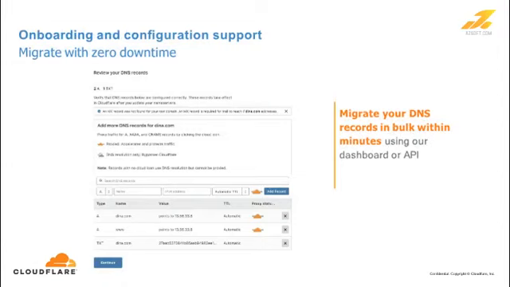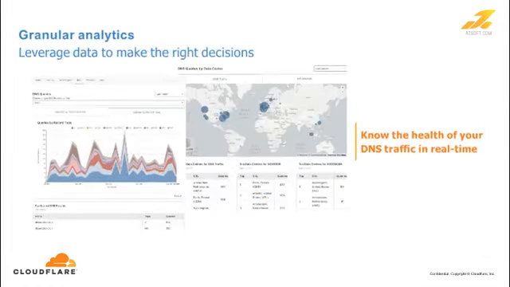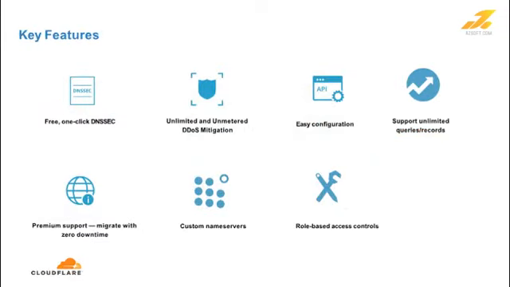Onboarding and configuration support: migrate with zero downtime. Migrate your DNS records in bulk within minutes using our dashboard or API. Granular analytics: leverage data to make the right decisions and know the health of your DNS traffic in real time. Key features: free one-click DNSSEC, unlimited and unmetered DDoS mitigation, easy configuration support, unlimited queries, records, premium support, migrate with zero downtime, custom name service, role-based access controls.